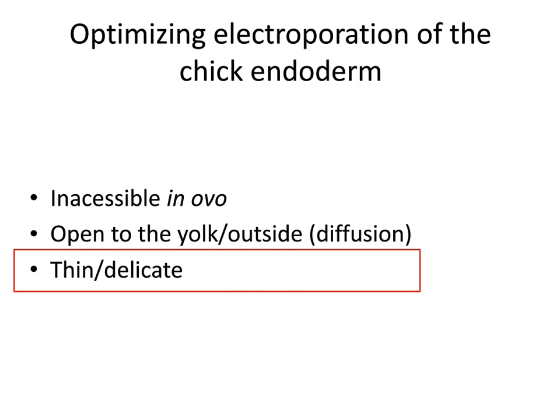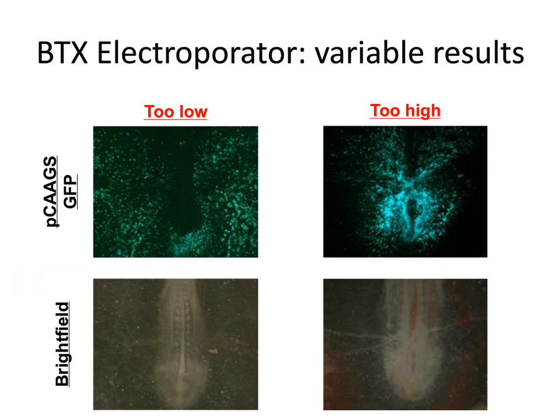Third, and finally, and this is the most important where I'll spend the most time, is that the endoderm is extremely delicate, partly because of how thin it is, and as well as just the early developmental stage at which these manipulations are being done. And what we found through electroporations using our previous electroporation system is that it was quite difficult to get electroporations to work efficiently in the endoderm.